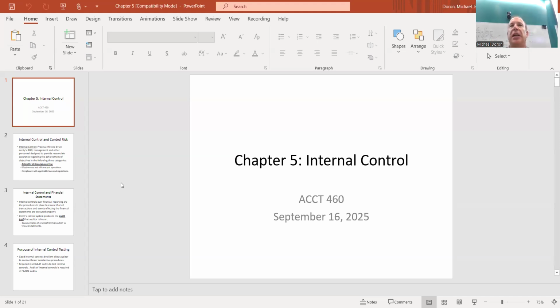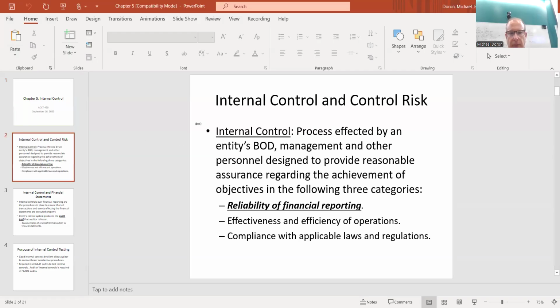All right. So as I've been saying, we have talked about internal control, but we've got a whole chapter that focuses just on internal controls. Okay. First, just some background stuff. A definition of internal control.